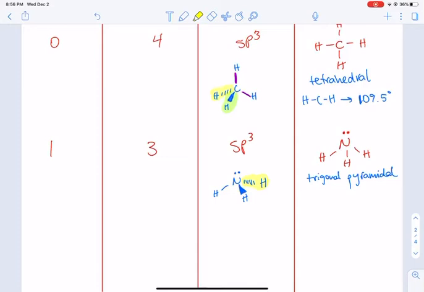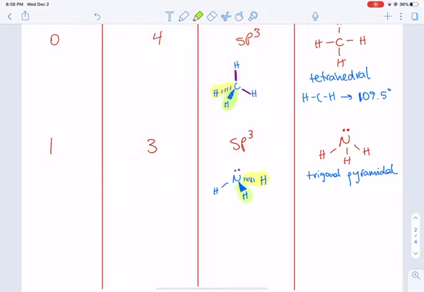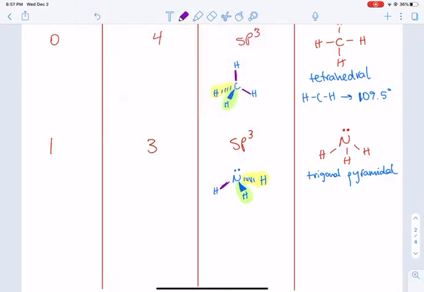So this hydrogen in yellow is going past your computer screen, away from your head. This hydrogen here is coming out of the computer screen towards your eyes, right? So they're not on the same plane of your computer screen. This hydrogen here, though, is on the computer screen.